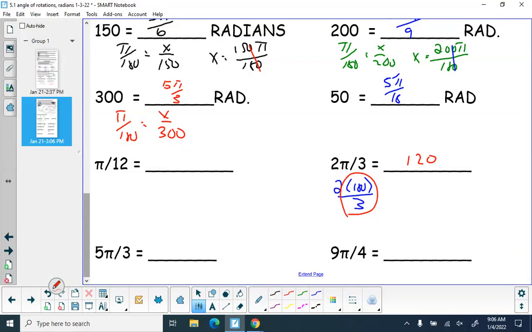Pi over 12, Sophia, what do you come up with? 15 degrees. 5 pi over 3, Beta Hampshire, what do you come up with? 300 degrees. And 9 pi over 4, Mike, what do you get? 405 degrees.